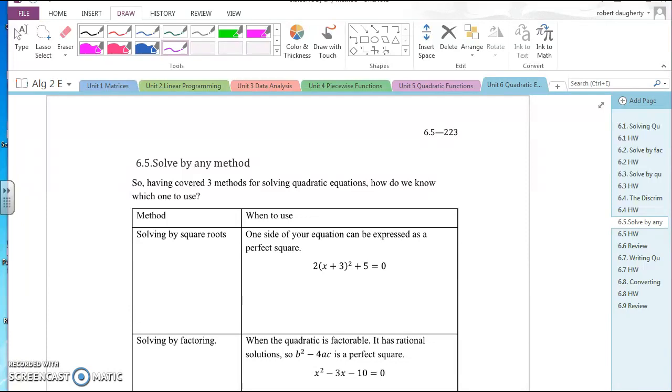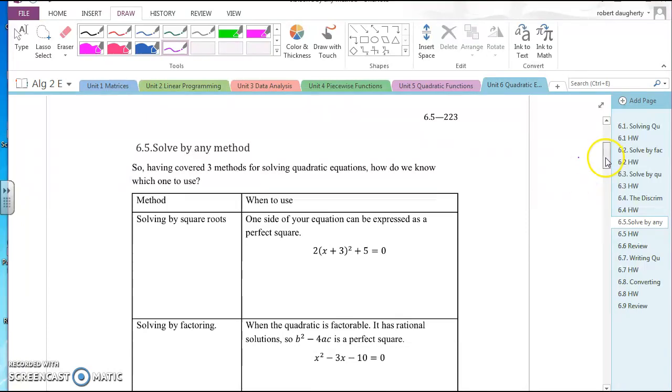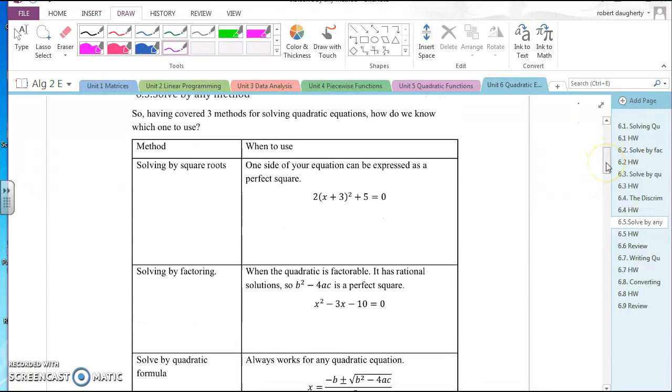Now what we're going to do is look and see what happens when you're presented with a quadratic equation and you're not told which method. So picking any method to solve a quadratic equation. So if we look at it, something like this.